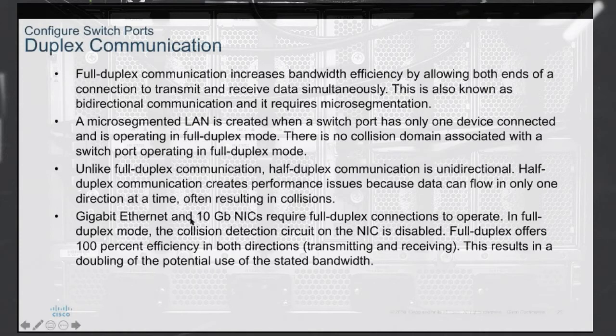Gigabit Ethernet and 10G NICs, the network interface cards, require full duplex connections to operate. They would not be able to operate in half duplex mode, whereas the 10 Mbps and 100 Mbps connections work in half duplex mode. Full duplex mode offers 100% efficiency in both directions, that is transmitting as well as receiving. We should not have collisions when the mode of communication is full duplex. This is essentially doubling the bandwidth.